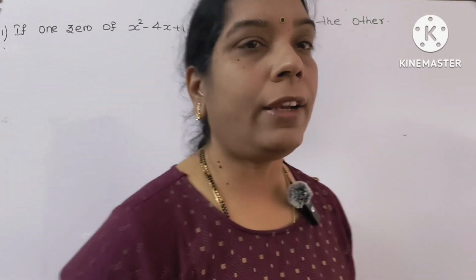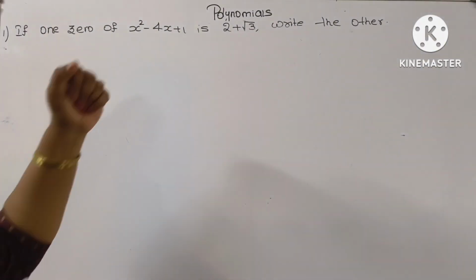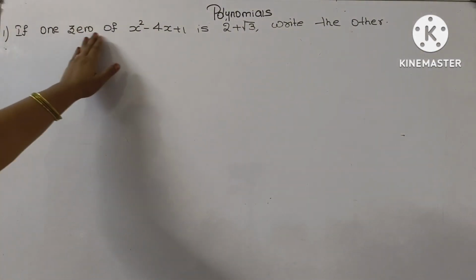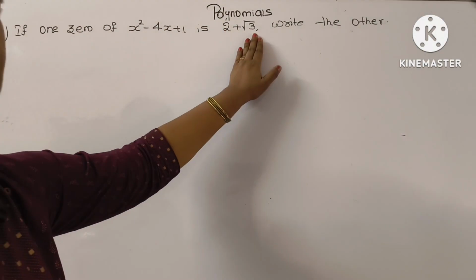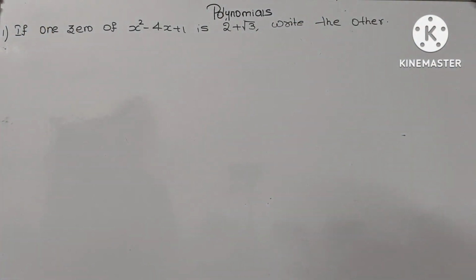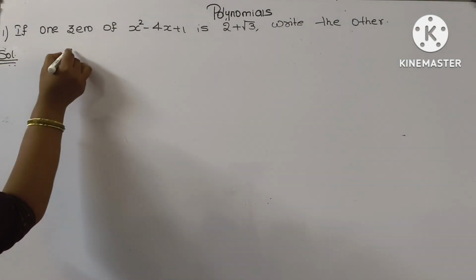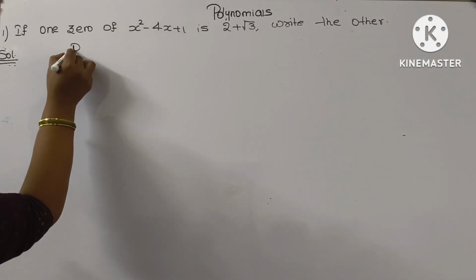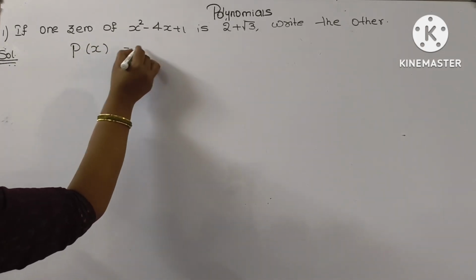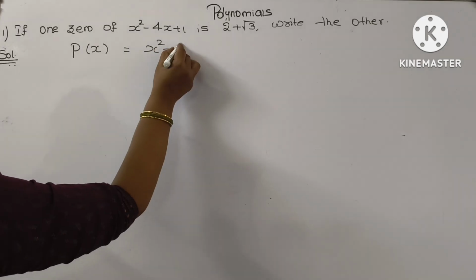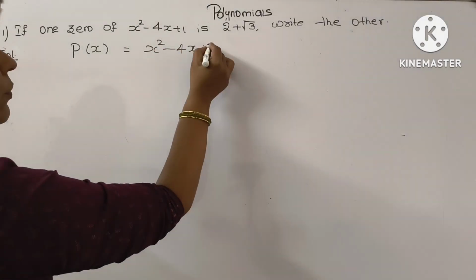So for today, under polynomials, we will be doing this sum. What is it? If one zero of this polynomial is 2 plus root 3, we have to find the other one. When that is the case, what we have to do is write the polynomial. The polynomial is p of x can be written as x square minus 4x plus 1.